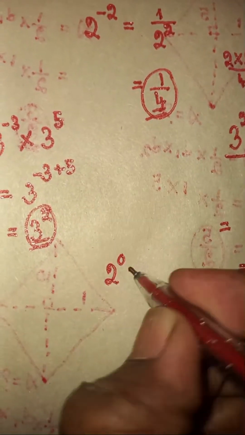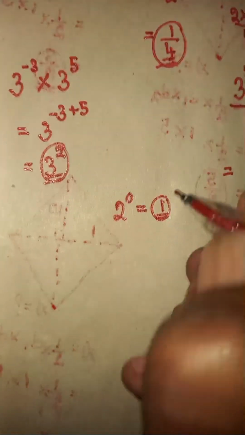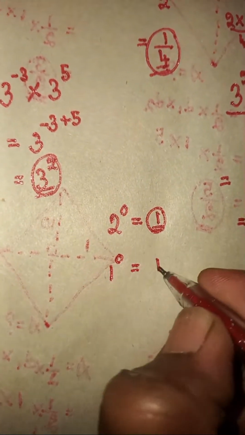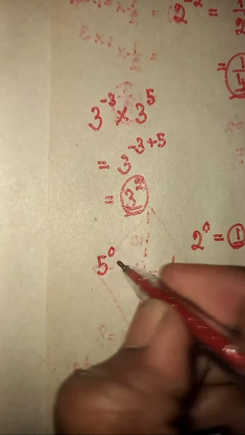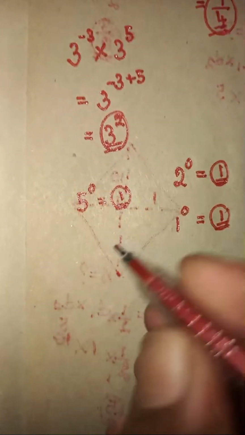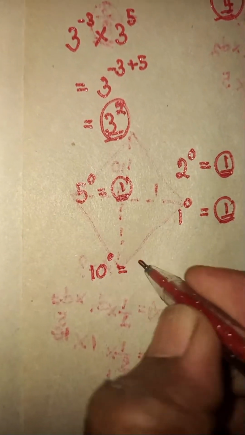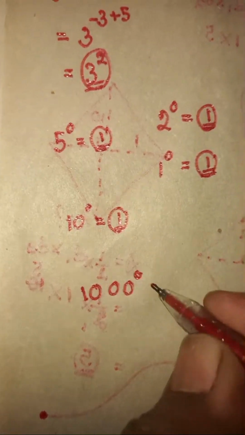That is the next concept I am going to tell you. If you take 2 power of 0, that also remains as 1. If you take 1 power of 0, that also remains as 1. And if you take 5 power of 0, it is also 1. If you take even 10 power of 0, it is also 1. If you take 1000 power of 0, it also always remains as 1.